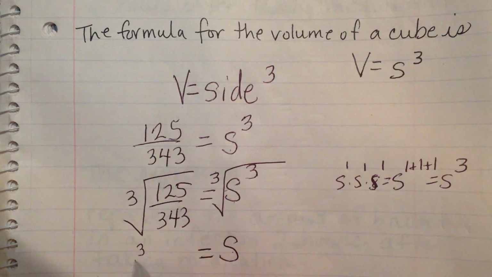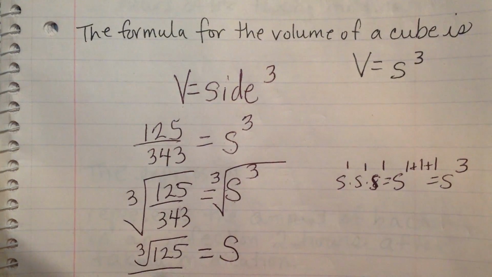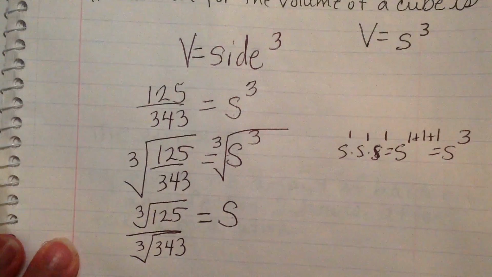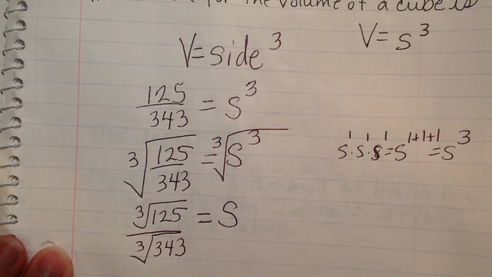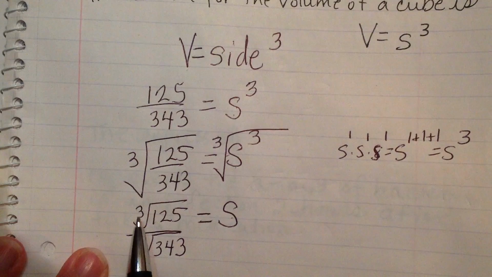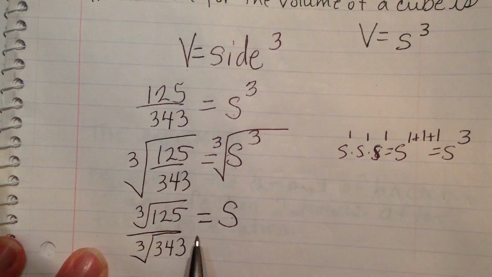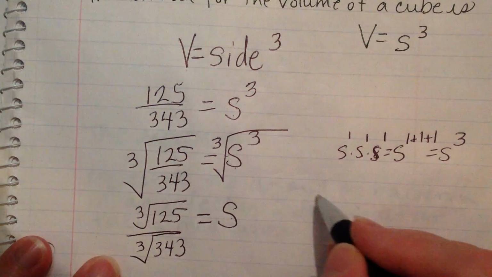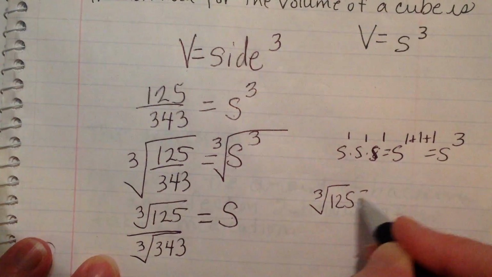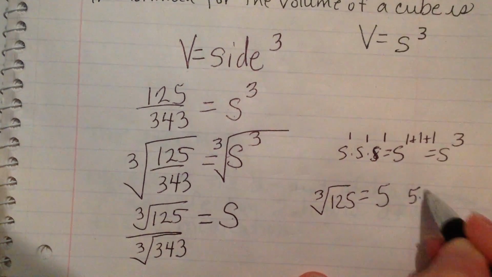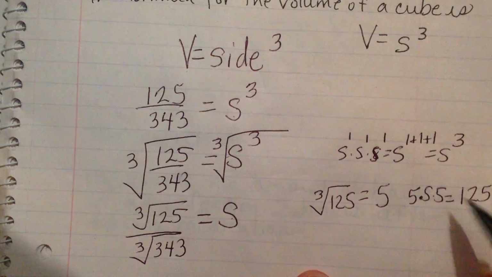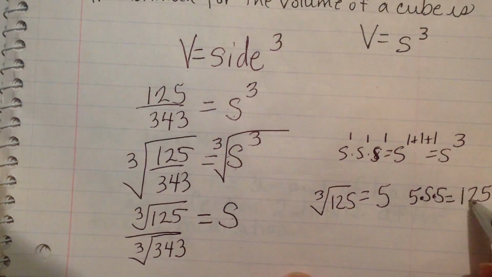Now you'll take the cube root of each one of these numbers. You'll take the cube root of the numerator and the cube root of the denominator. Use your calculator. There should be a cube root button so that you can take the cube root of 125. You're asking yourself, what number times itself 3 times gives you 125? We've already talked about cubes. The cube root of 125 is 5, because 5 times 5 times 5 is 125. 5 times 5 is 25, and 25 times 5 is 125.